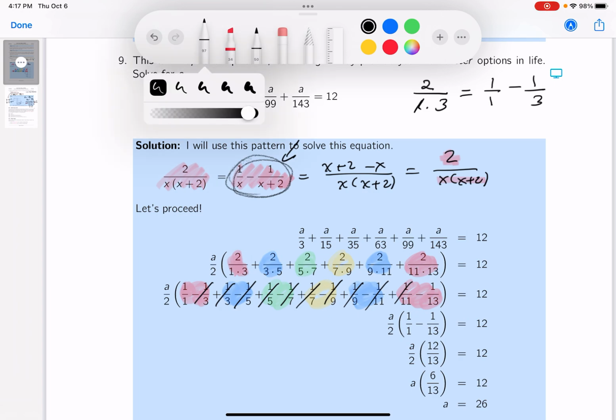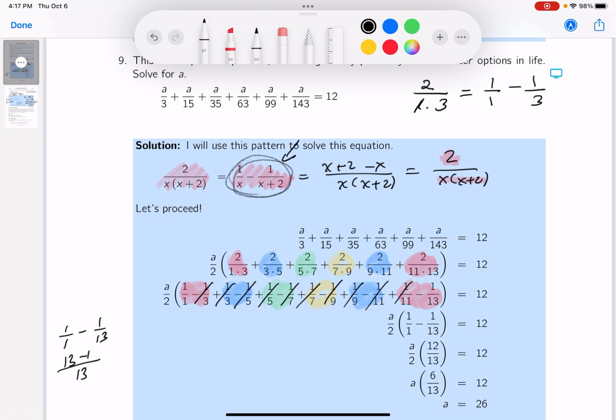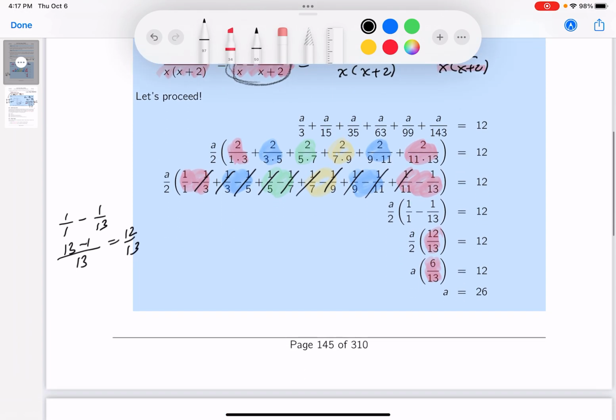So let me write this down. So 1 over 1 minus 1/13, common denominator would be 13 over there. You would get 13 minus 1, which is 12/13. Let me show where that is, right over here. The next thing I did is I reduced it. 2 goes into 12 6 times, so I get 6/13. Next thing I did, I'll write this down for you. I got a times 6/13 equals 12. I multiply both sides by 13 over 6.